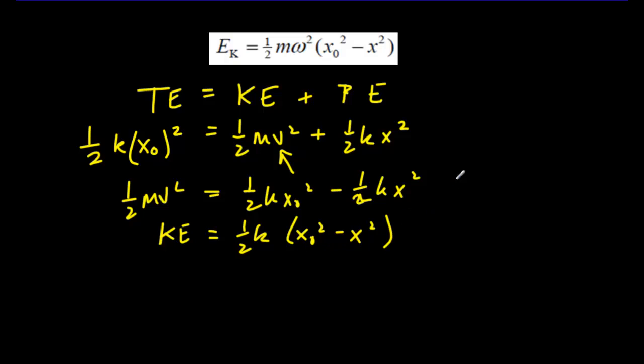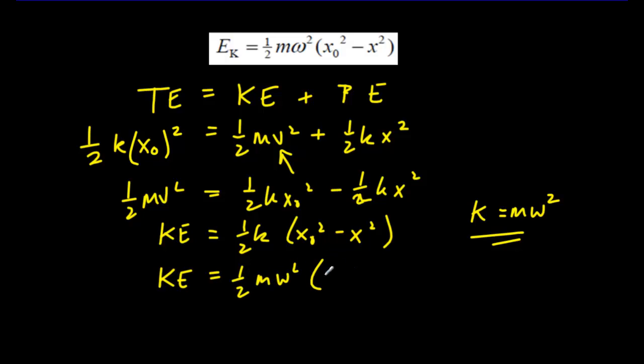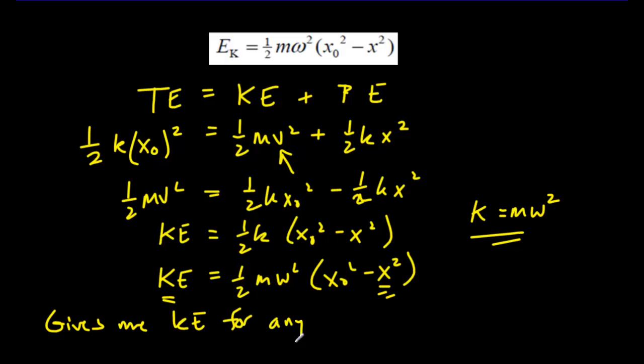And of course, if I go back, I remember that k is equal to m omega squared. So I can use that expression to say that kinetic energy is 1/2 m omega squared (x naught squared minus x squared). So what's this telling me? Well, if I know my displacement, I can figure out what my kinetic energy will be. So it gives me Ek for any displacement.